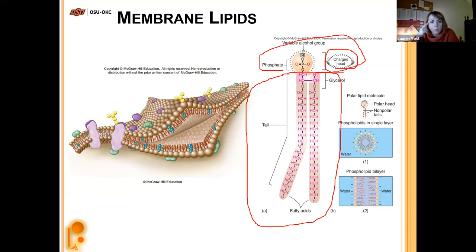So how does a membrane work? How does it come together? Well, it works specifically because of that chemical makeup of that single molecule.